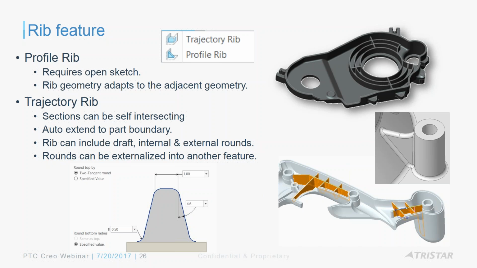A rib feature is very powerful, especially for injection molded parts, where the trajectory rib is one thing that I really like, where it allows you to add the draft and the round all in one shot, right? It essentially allows you to sketch the top view, and then you can just add the drafts and the rounds, the exposed rounds at the top and the bottom, all in one shot, with the ability to externalize that round, keeping up with the best practice of creating rounds as late as possible.